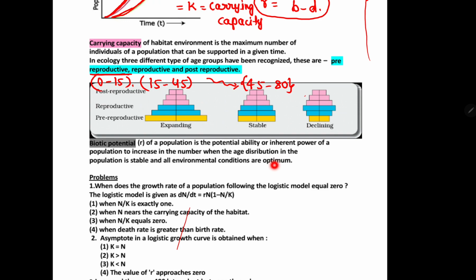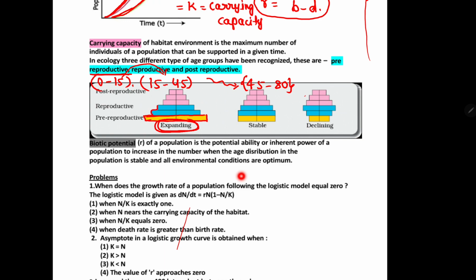If I am considering this, three types of population pyramid are also possible. One is the pyramid of expanding population. In this pyramid, the number of pre-reproductive phase individuals is high. Those who are in the pre-reproductive phase will in future replace the reproductive phase individuals.